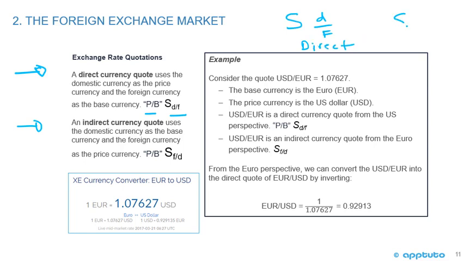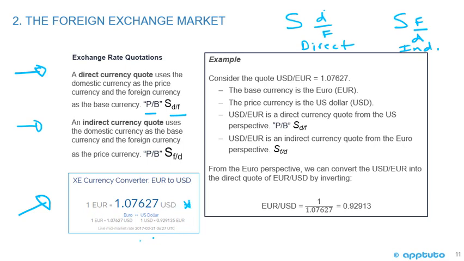And for an indirect quote, you're just going to change it. The foreign currency is in the numerator and the domestic currency is in the denominator. So just remember DD, direct, D in the numerator, okay? So here, I'm just going to go through a little bit of an example. So I took off the XE currency converter just to show you 1 euro equals 1.07627 US dollars.